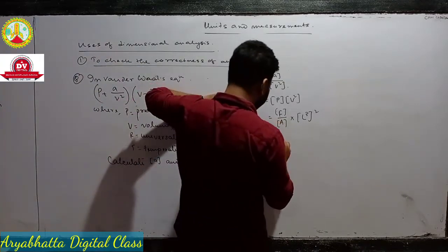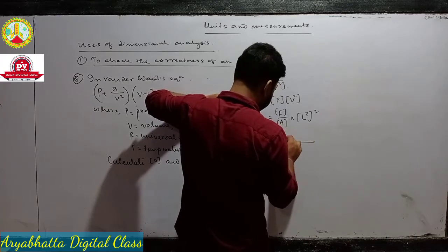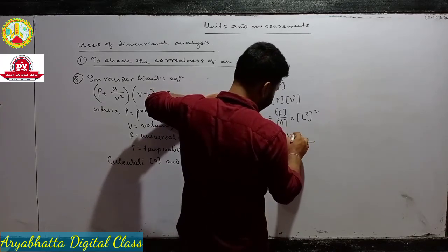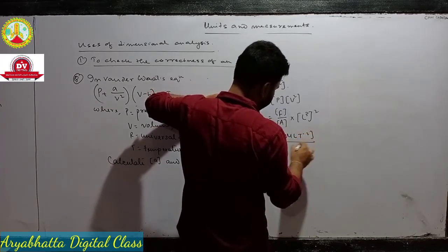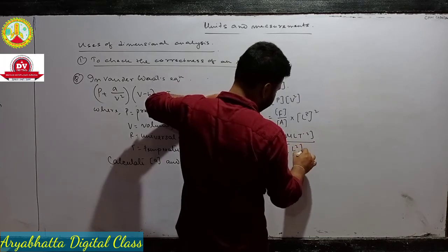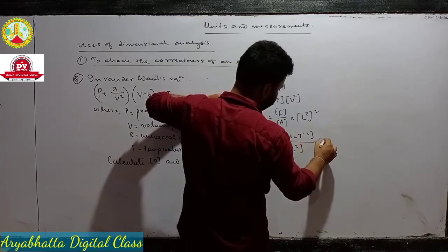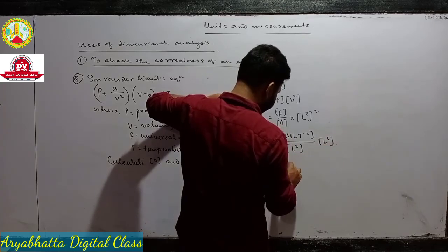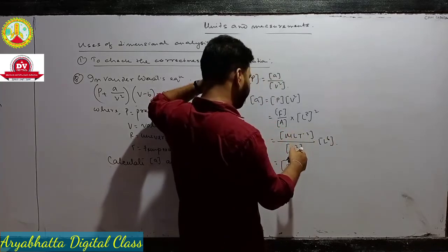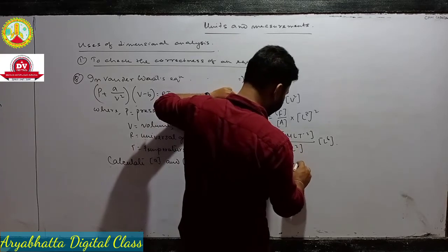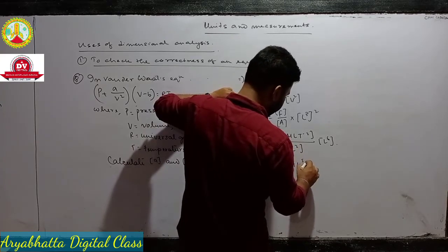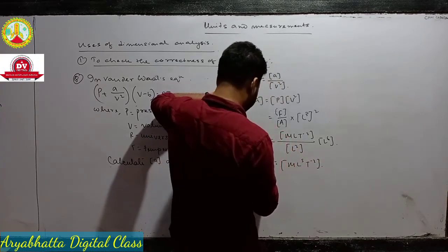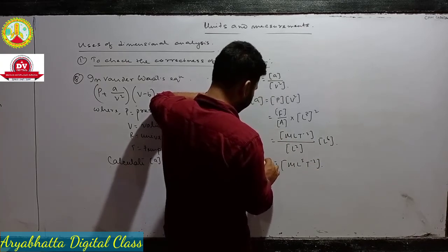तो व्हाट इज द डायमेंशन ऑफ फोर्स? It is M L T minus 2. Dimension of area is L square and it is L to the power 6. So it will be L to the power 7 minus 2, 5. L to the power 5, T minus 2. This is dimension of a.